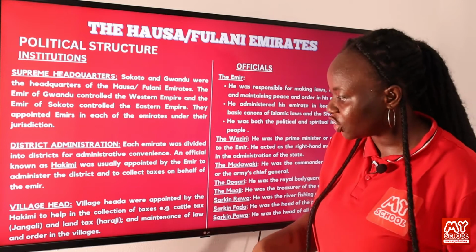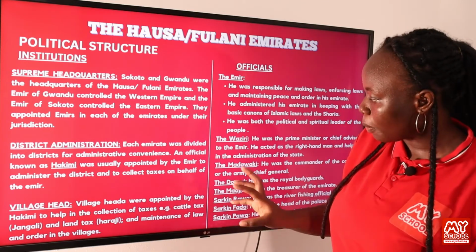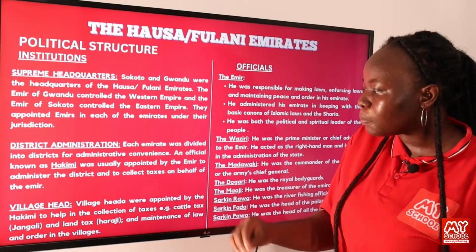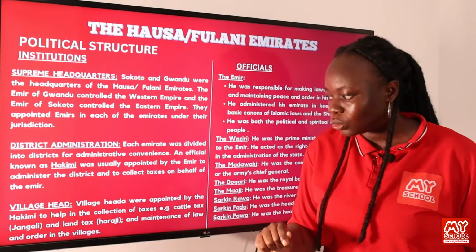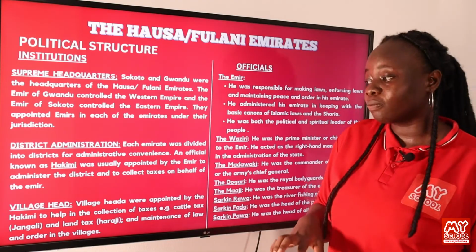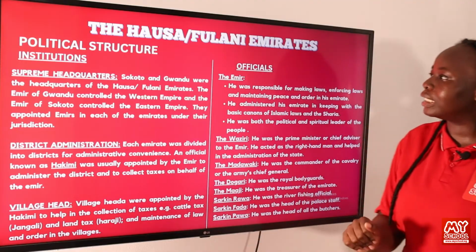Then we also had village head. You can think of the village head as the local government. The village heads were appointed by the Hakimi to help in the collection of taxes, e.g. cattle tax known as Jangali and land tax known as Haraji, and maintenance of law and order in the villages. So these were the institutions that were present in the Hausa states.